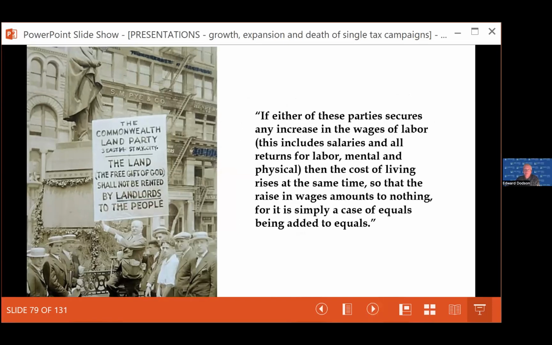Continue. If either of these parties secures any increase in the wages of labor, this includes salaries and all returns for labor, mental and physical, then the cost of living rises at the same time, so that the raise in wages amounts to nothing, for it is simply a case of equals being added to equals.